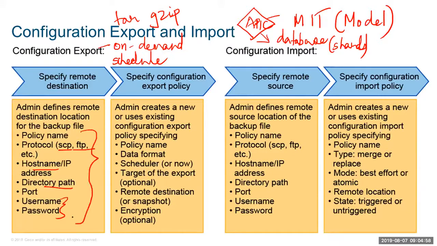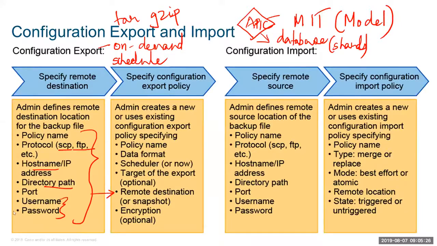One of these as the remote destination. You can also specify the target. That means you can say, well, I want a specific tenant, or I want the entire fabric, or I want only the infrastructure and management tenant. By default, if you don't specify the target, that's why it tells you it's optional, it basically backs up the entire configuration.